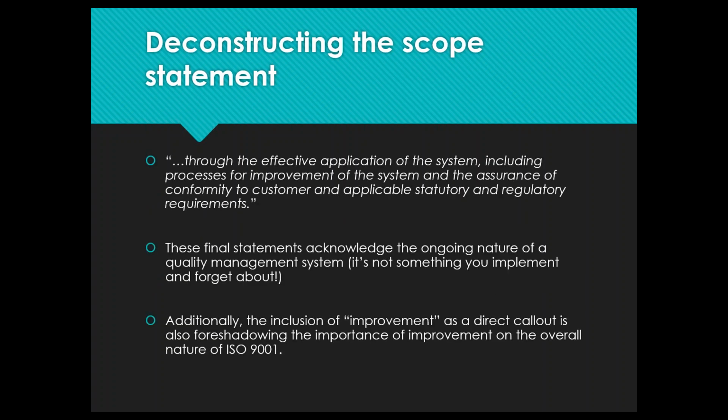Through the effective application of the system, including processes for improvement of the system and the assurance of conformity to customer and applicable statutory regulatory requirements. Now this last bit acknowledges the ongoing nature of a system. It's not just something that you implement and forget about, and furthermore, they've added the term improvement. Improvement, as we're going to learn, is prevalent throughout the standard.